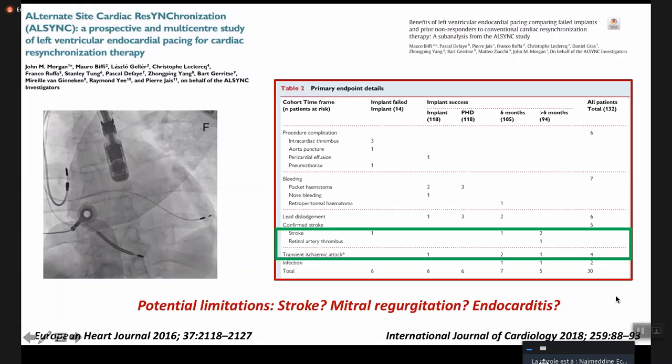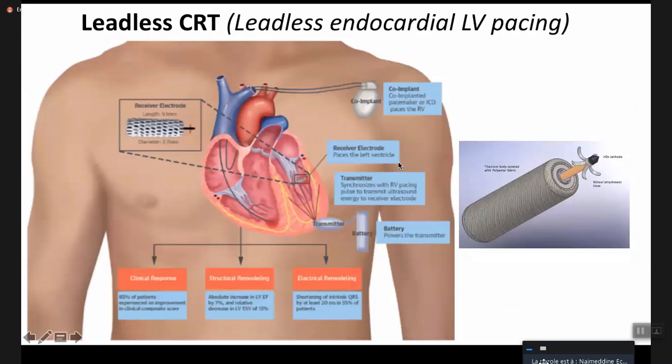And the study was done and published in 2016. However, we are implanting the LV lead inside the left systemic ventricle, and this is associated with a high risk of thromboembolic events, including ischemic stroke. We don't know regarding the mitral regurgitation because the lead is crossing the mitral valve. What if the patient presents with endocarditis? So this solution was quickly abandoned.